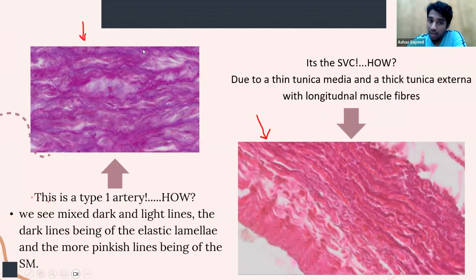This is a type 1 artery. How? You can see alternate dark and light bands in there. We see mixed dark and light lines, the dark lines being the elastic laminae and the more pinkish lines being the smooth muscle. Okay, now this one is the superior vena cava.